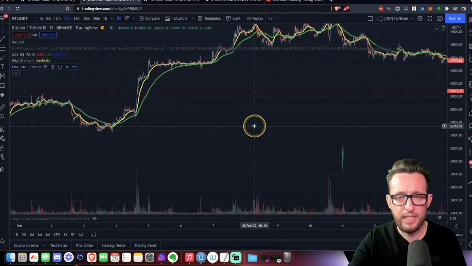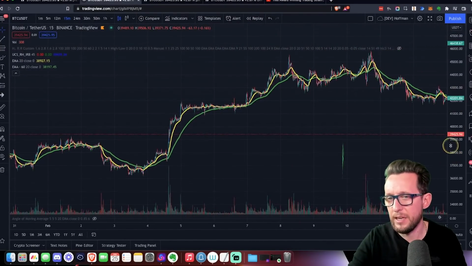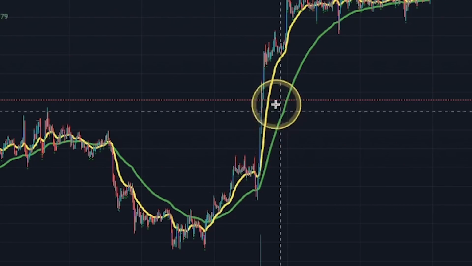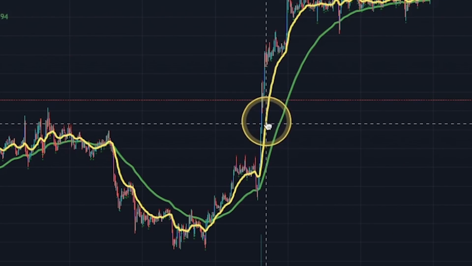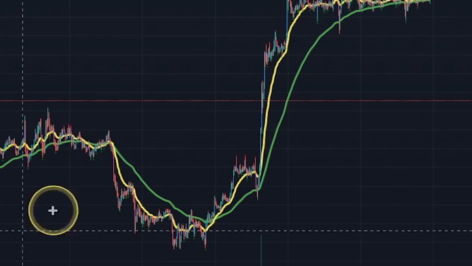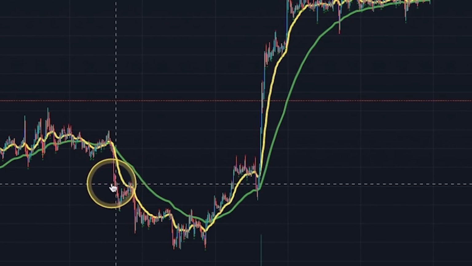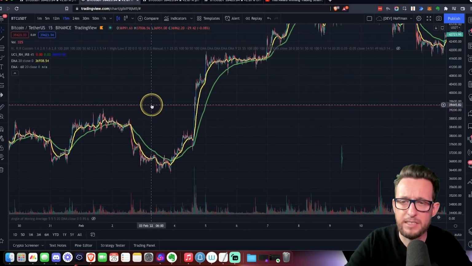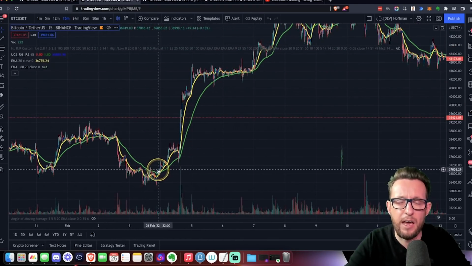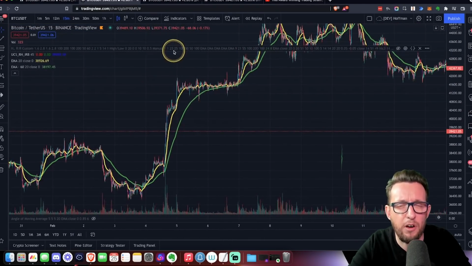So the idea here is obviously, as in many of our strategies, when the faster moving yellow EMA is above the green, we're looking for longs. And when the green is above the yellow, we're looking for shorts. So that's fantastic. We now know how we're going to be following the trend, and now we're looking for our entries.